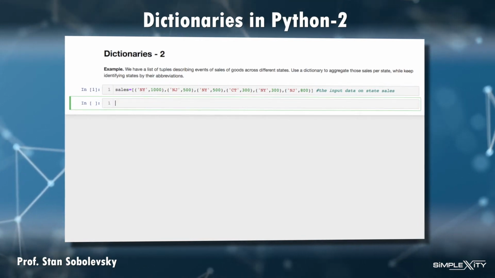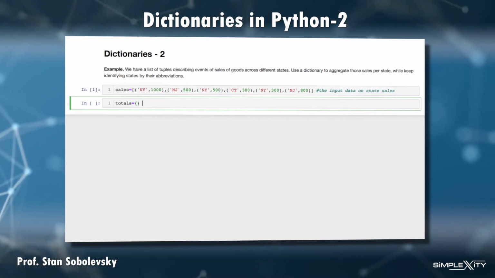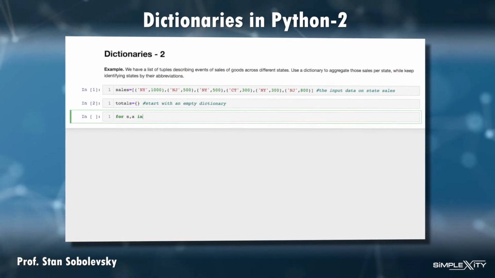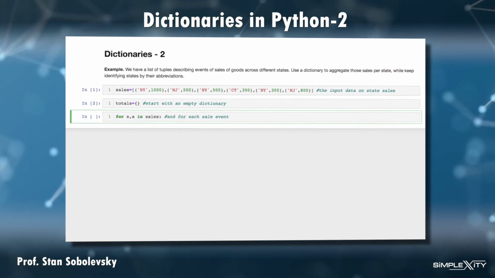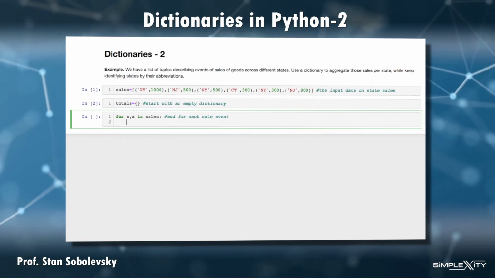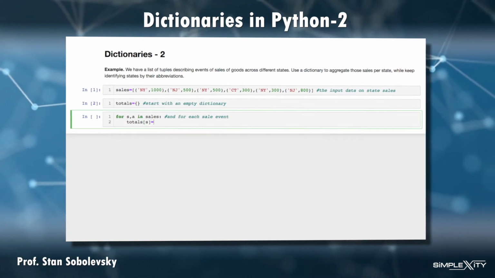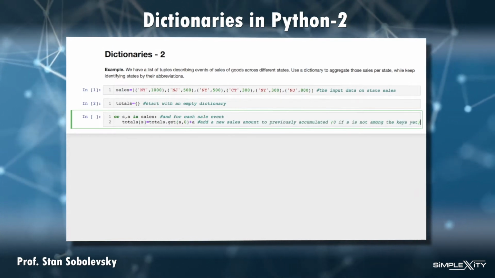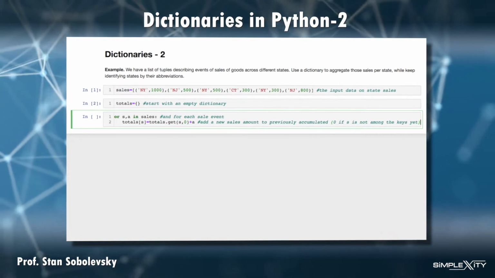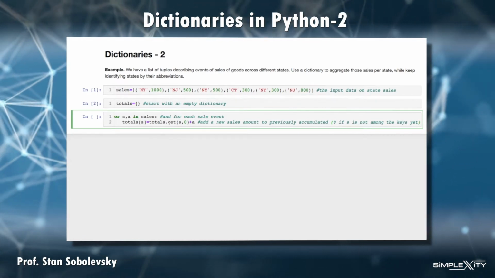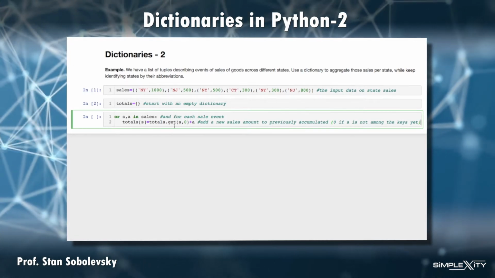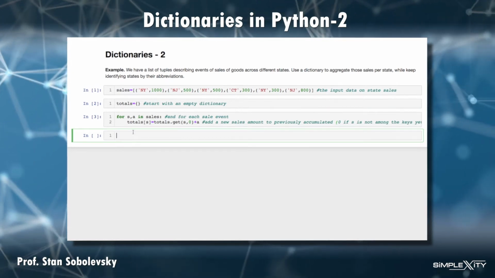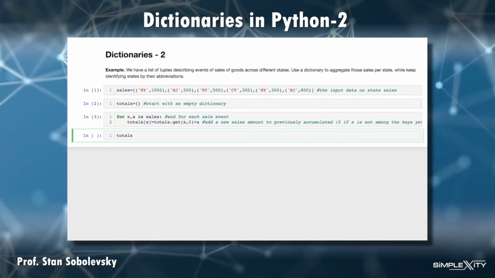In order to do so, we first create an empty dictionary and then implement a loop going through all the sale events, and for each of them update the value of the sales for state S by getting the previous value and adding the new sales volume. And if the state never occurred before, then the get will assign the 0 value by default. This construct works. Let us get the output and check if that's correct.